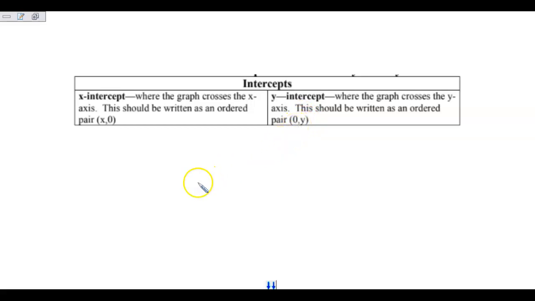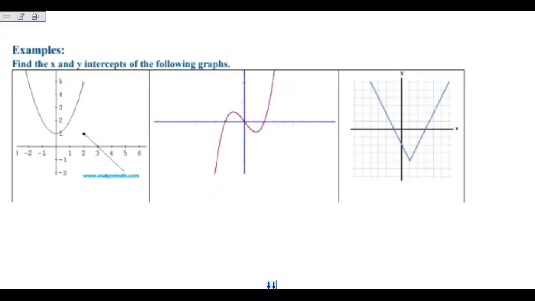It is very possible to have a minimum of 0 intercepts, and it is also possible to have more than one intercept, depending on how many times the line is crossing. And if you have a parabola, it's very possible to cross more than once. So we're going to take a look at a couple. We're going to find the x and y intercepts of the following graphs.